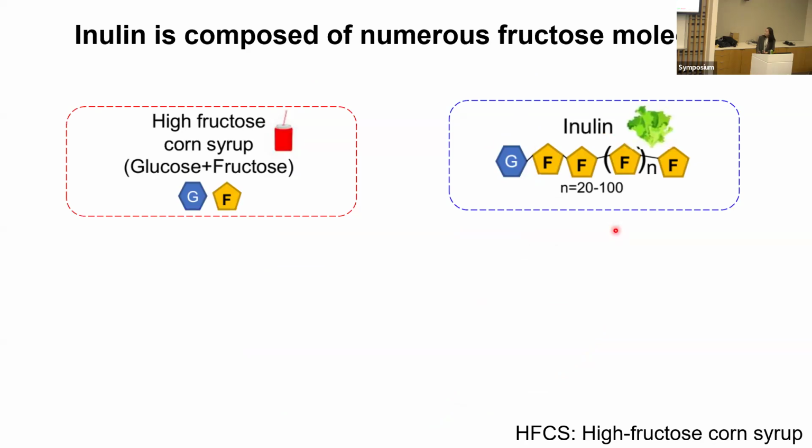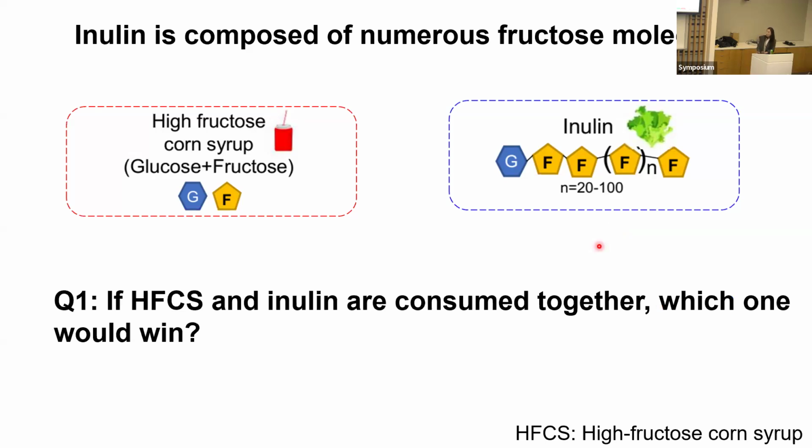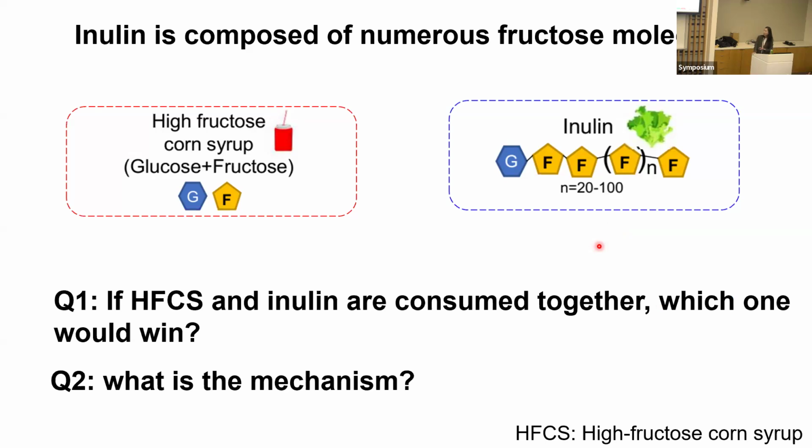High fructose syrup, which is composed of one glucose and one fructose, is known to have bad effects on the body, like metabolic disease. However, inulin, which is a soluble fiber composed of a polymer of fructose, is known to have beneficial effects and prevent metabolic disease. Here the question arises: if high fructose syrup, which is fructose, and inulin are consumed together, which one would win in metabolism?